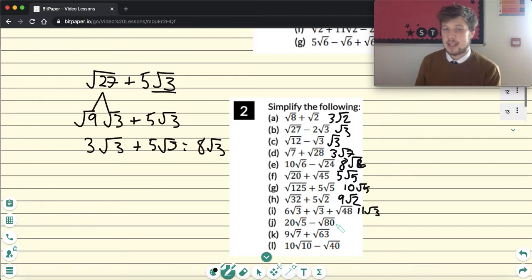20 root 5 subtract 80 root 5, well 80 root 5 is going to be 16 times 5, which is 4, so 16 root 5 altogether. 9 root 7 and 63, well 63 is 3 root 7, so this is 12 root 7. And the bottom one, root 40, is 4 root 10, 10 take away 4 is 6 root 10.